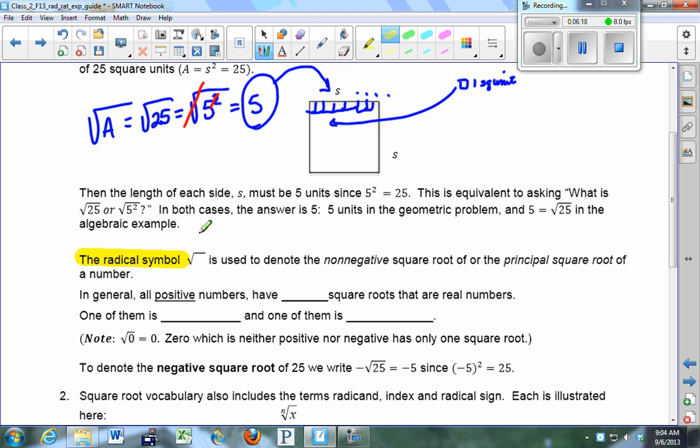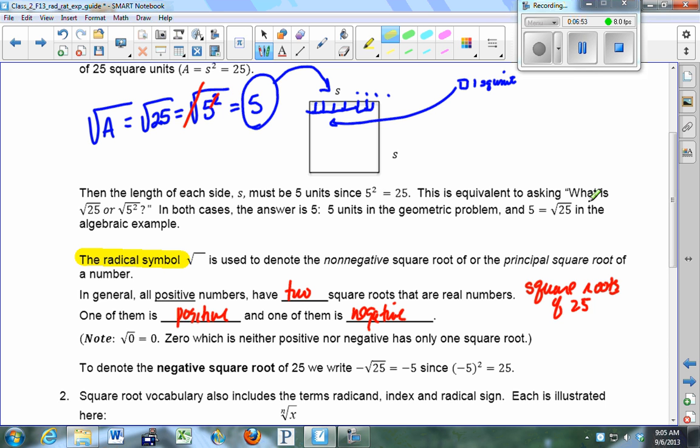It's the non-negative. It doesn't say positive, it says non-negative. In general, all positive numbers have how many square roots? Does anybody know the answer to that? 2. So in other words, if I ask you to find the square roots, notice I'm plural, of 25, there would be 2 answers. There would be 5 and negative 5. One of them is positive and one of them is negative.